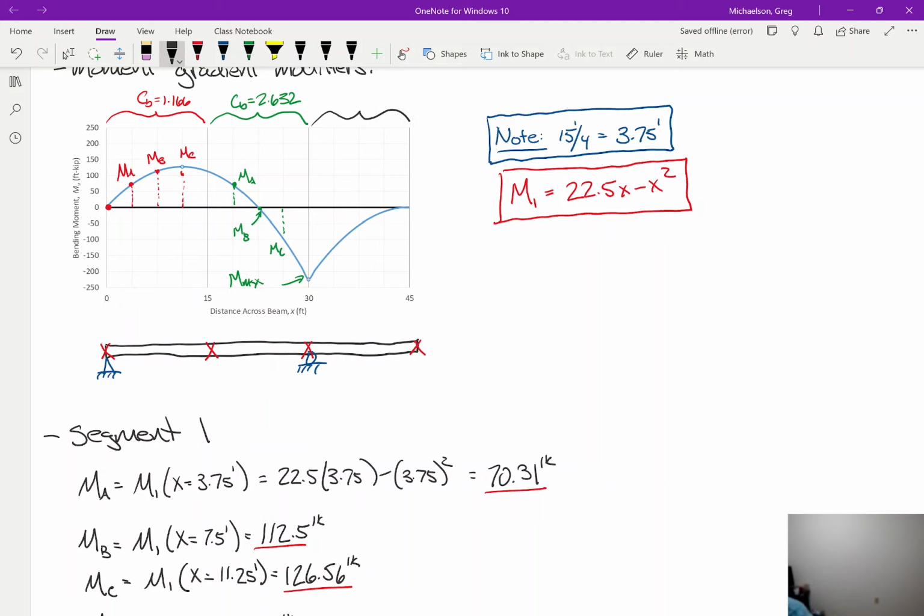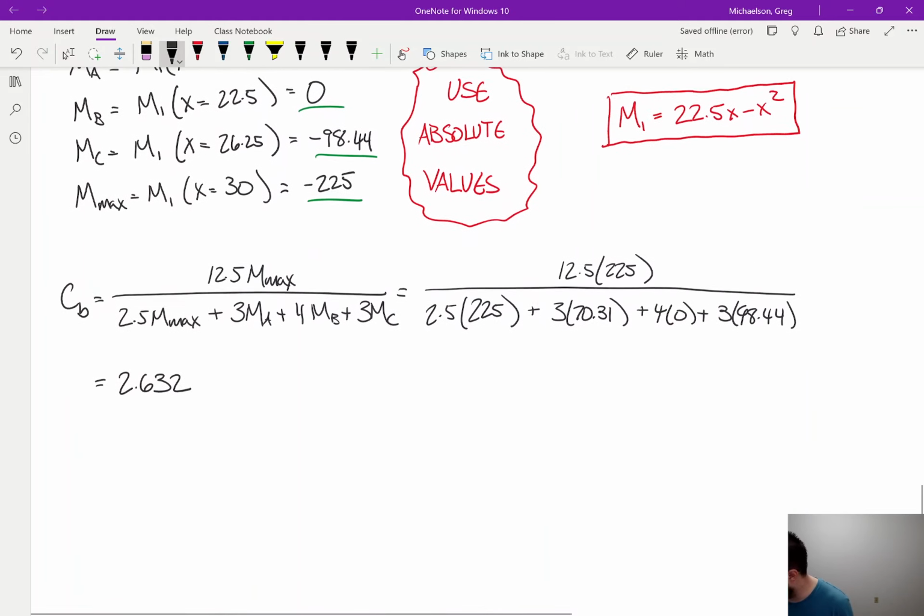Okay. So with the last one, we're going to have MA, MB, MC. And then M max is going to be here. Now we're going to use a different expression. We're going to use the M2. Now M2 defines X as going this way. So actually, because I think it might be easier from a bookkeeping perspective, I'm going to flip these. I'm going to say that this is MA and this is MC. Remember, it doesn't matter if you go left to right or right to left. You're going to get the same answer. Okay. So segment 3.